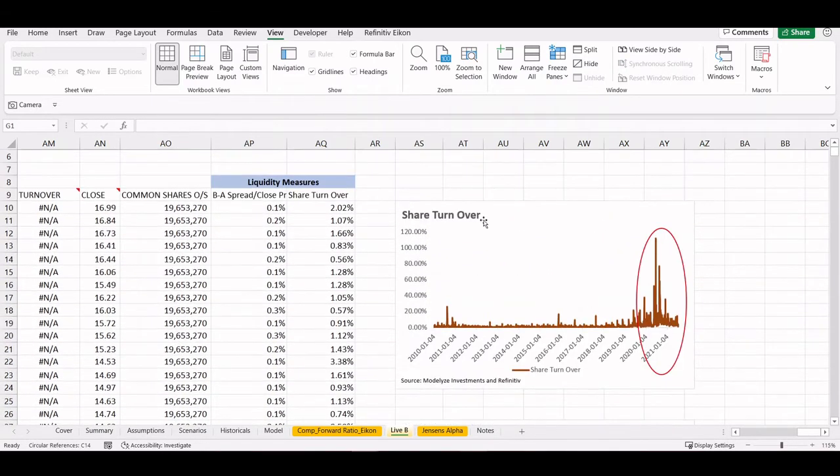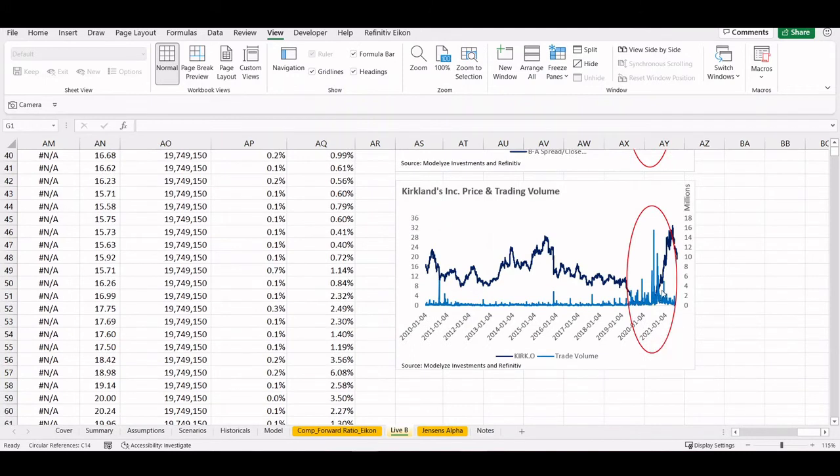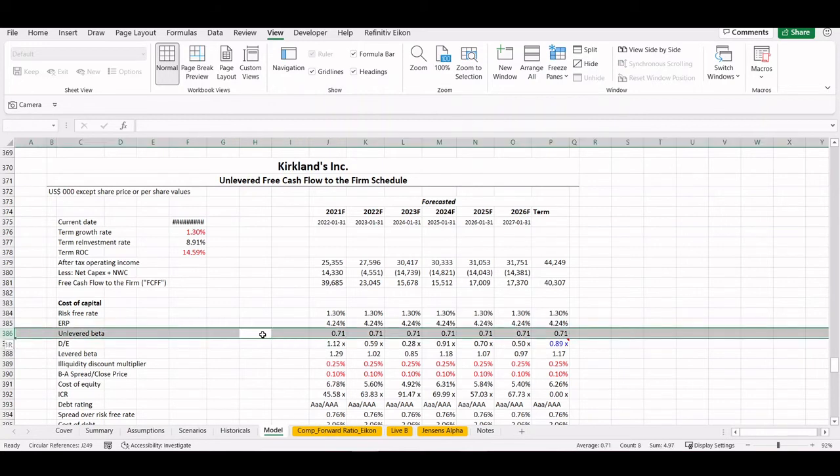We can look at share turnover, and it's been increasing. That's the daily trading volume over the share float in the market, and it peaked during the pandemic. And of course, the trading volume itself was increasing. Everybody was selling. There were not that many buyers. So the stock became illiquid, and it's a microcap company, and that's how we're going to introduce it into our valuation, through adjusting the cost of equity.